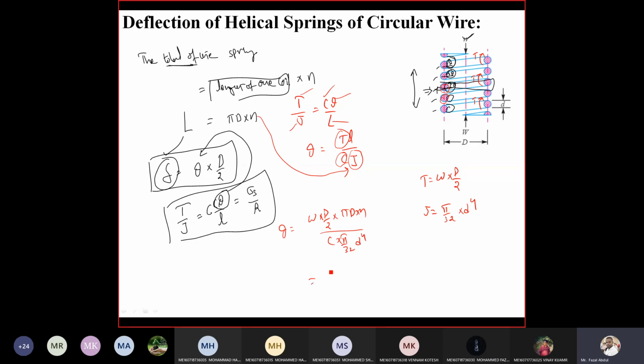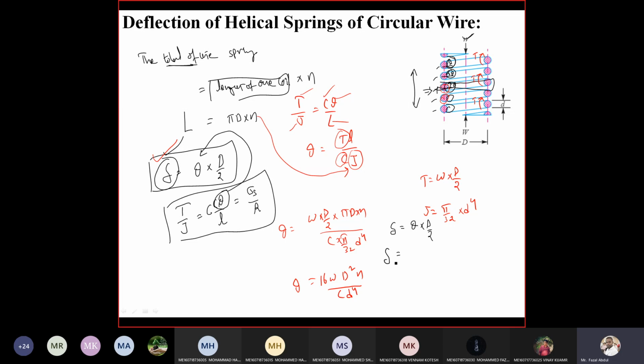Now if we simplify this equation, we get 16 W into D square into N divided by C into D power 4. That is theta. Okay. Now substitute this theta value here in this equation. So if we substitute, deflection equals theta into D by 2.